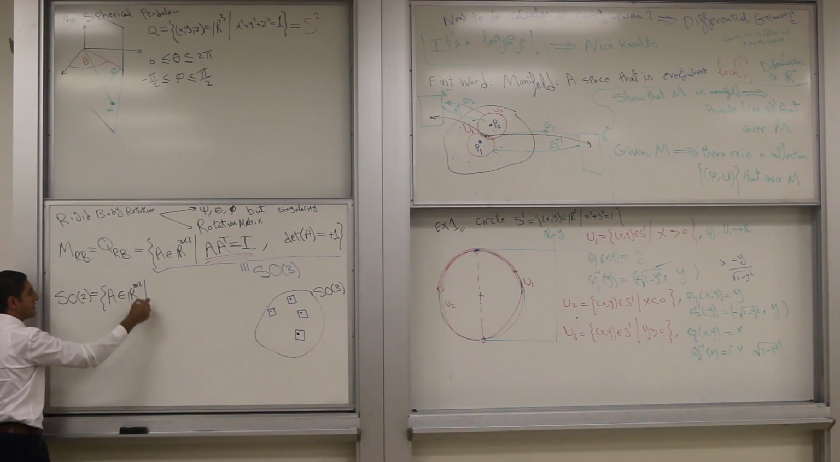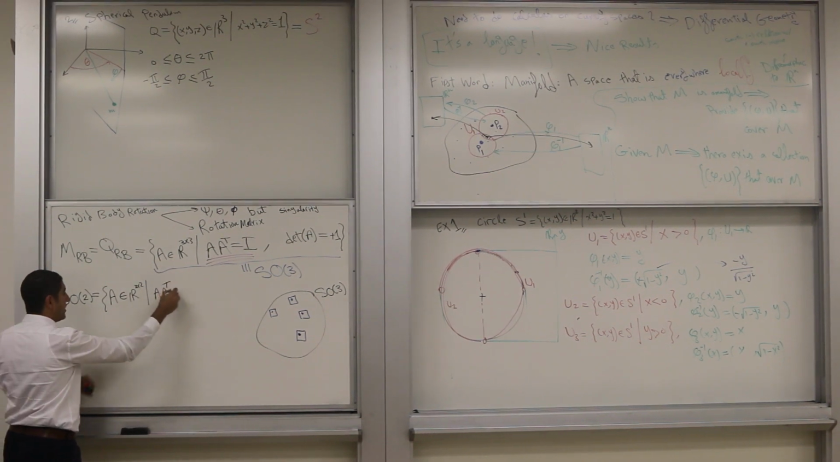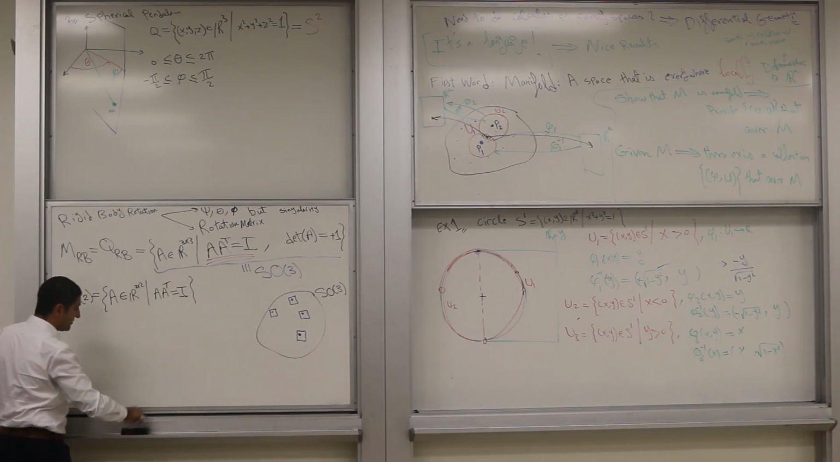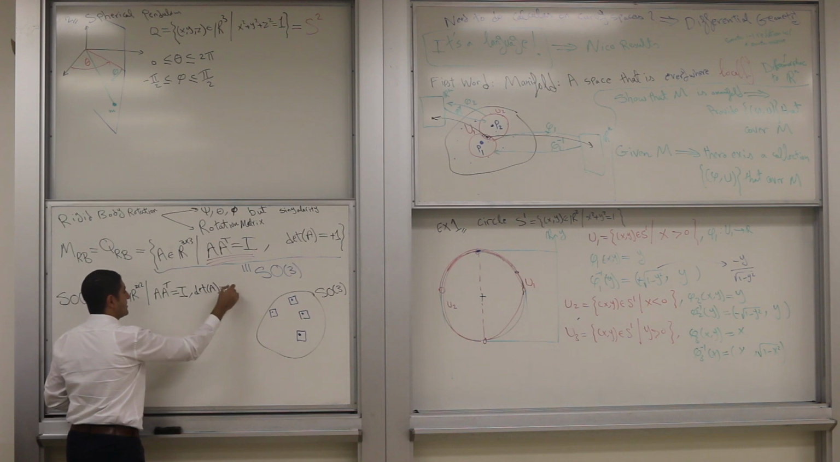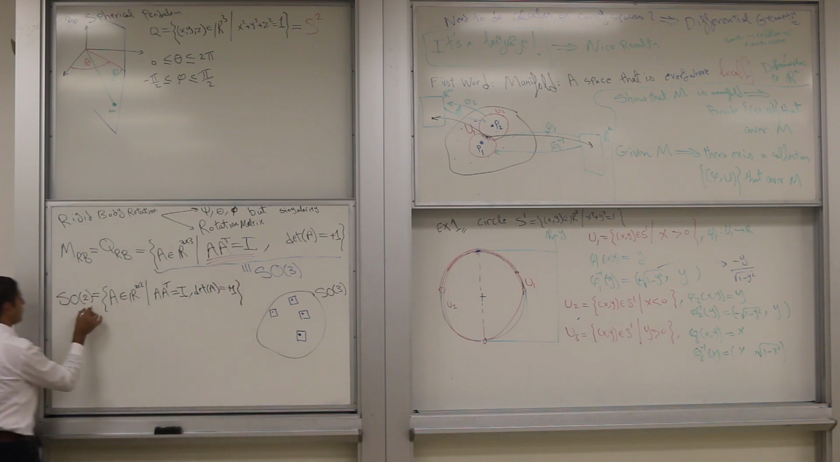A is a 2 by 2 matrix such that A transpose A is identity, and the determinant of A is positive 1. I'm giving you this problem and asking you to prove that SO2 is a manifold. Let's take any element, any point.